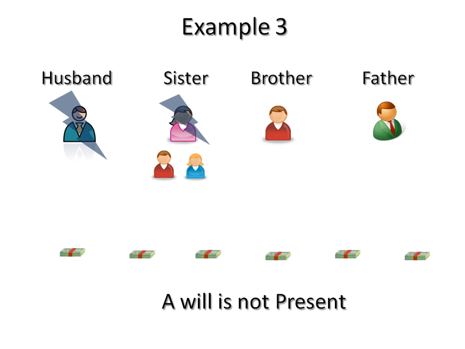Now, let's say that a will is not present here. First check whether there is any class 1 legal heir here. If you see here, there is no one in class 1. Brother doesn't belong to class 1, father also doesn't belong to class 1, and the sister and her children will also not come into class 1. So there is no one in class 1, and hence class 2 comes into the picture.